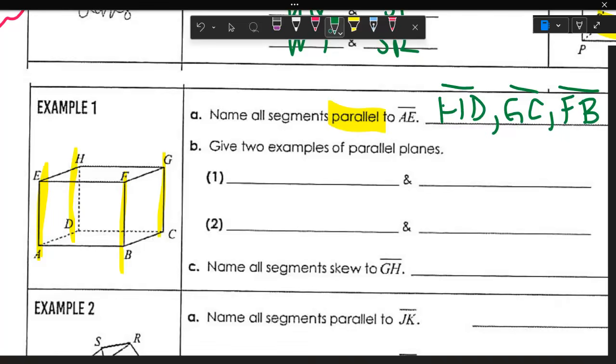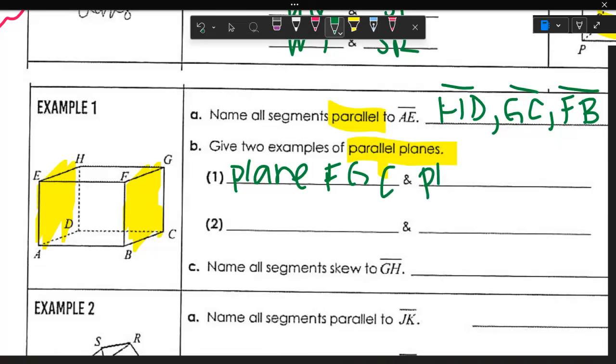Okay. Give 2 examples of parallel planes from this picture. So we're looking for parallel planes. So we could say this plane and this plane are parallel. So how do we name planes? We use 3 letters. Plane FGC, and plane EHD.